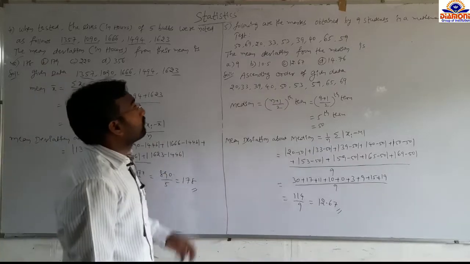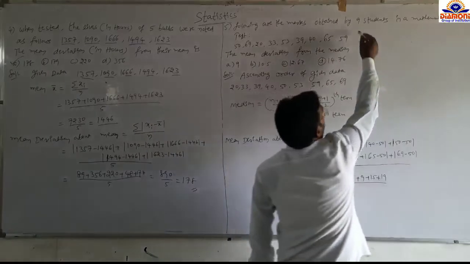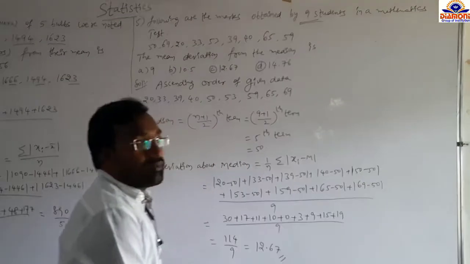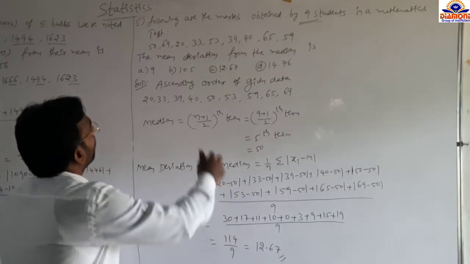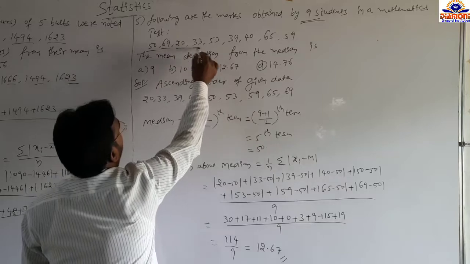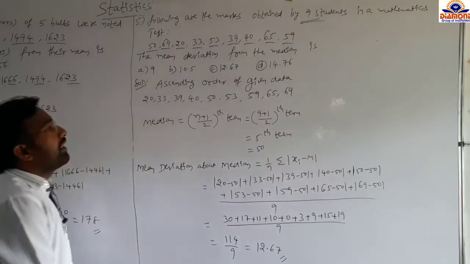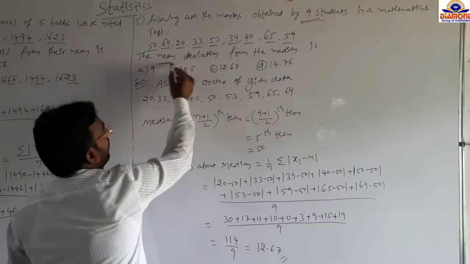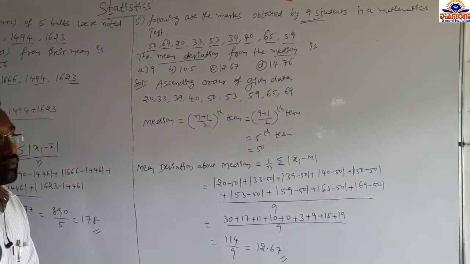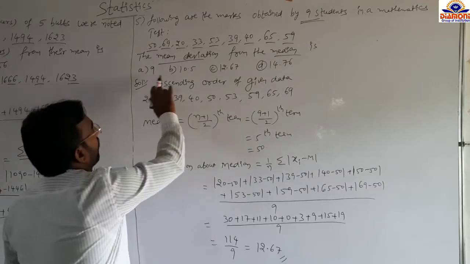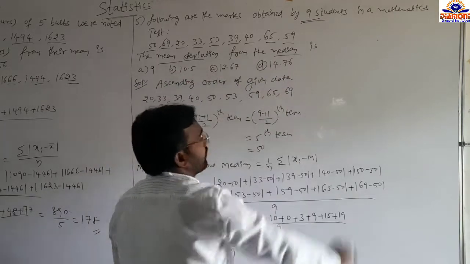Next problem. Following are the marks obtained by 9 students. So here n value is 9, the number of observations. In a mathematics test, marks are given as 50, 69, 20, 33, 53, 39, 40, 65, 59. We have to calculate the mean deviation about the median. Option A 9, option B 10.5, option C 12.67, option D 14.76.